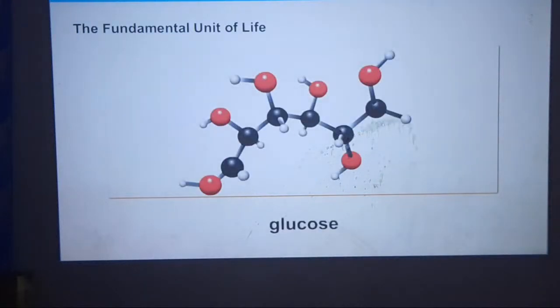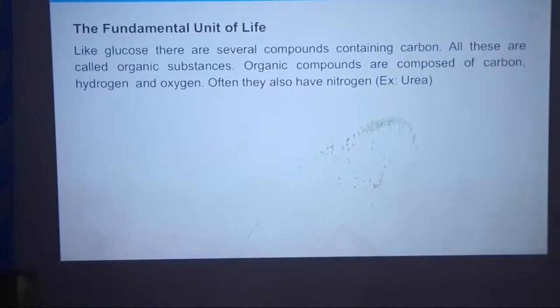Glucose is a simple sugar that gives energy to the living system. Its molecule has 6 carbon atoms, 12 hydrogen atoms and 6 oxygen atoms. So, the molecular formula for glucose is C6H12O6. Glucose is one of several compounds containing carbon. All these are called organic substances. Organic compounds are composed of carbon, hydrogen and oxygen. Often, they also have nitrogen, for example, urea.